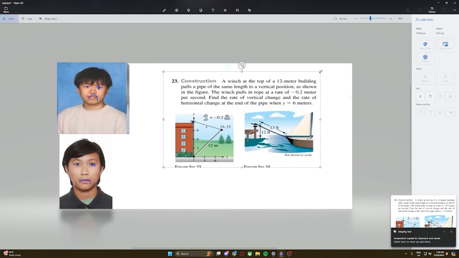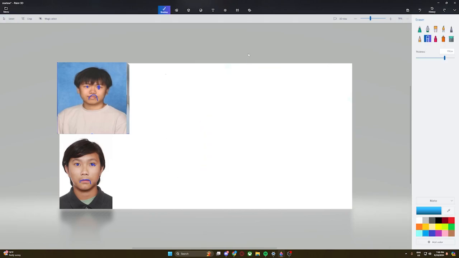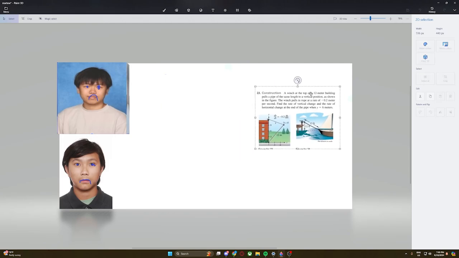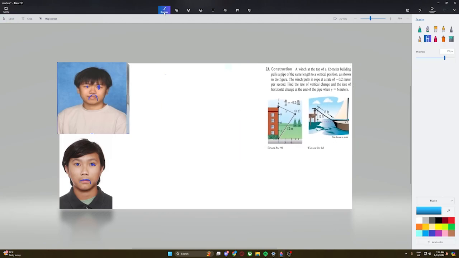Okay, I like this problem. It's pretty sigma. Should I make that a thing? Okay. So, a winch right here. This is a winch.